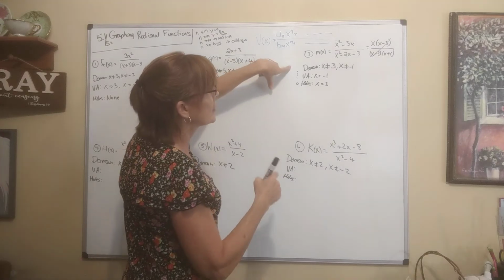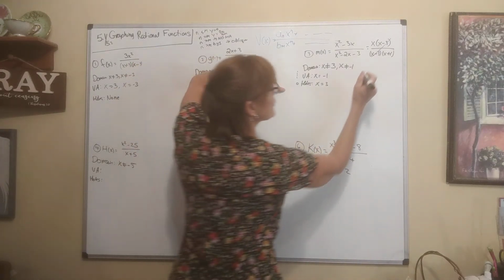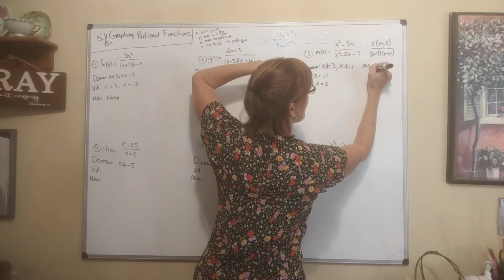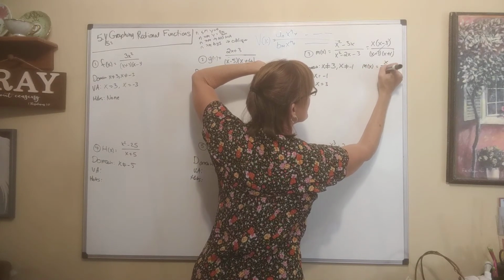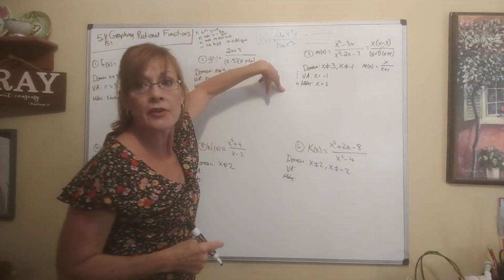Also, after we've figured out the domain and the vertical asymptote and the hole situation, for the rest of our graphing, we are allowed to work with the simplified version. Once we've taken care of this, we can work with that simpler function.